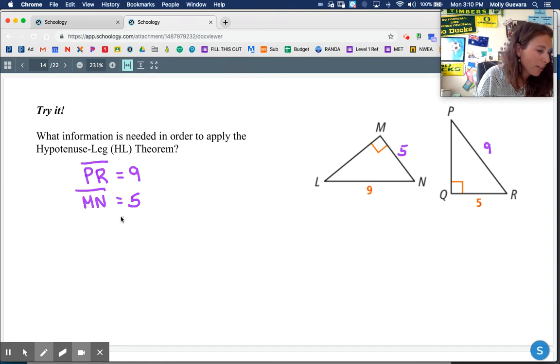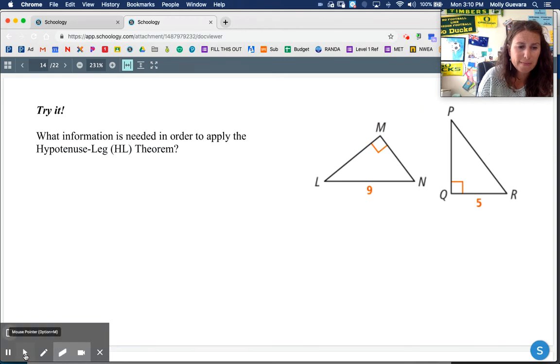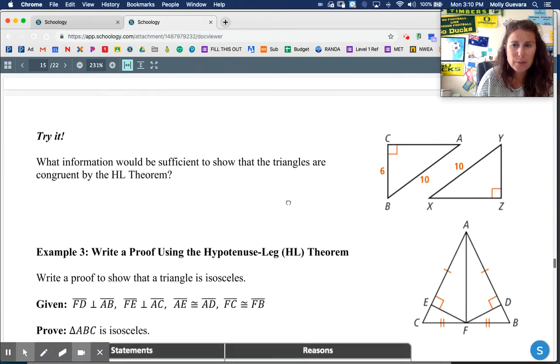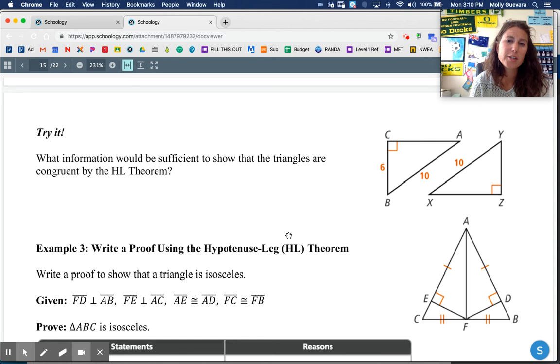Okay, so I want you guys to try one here. So try this one. What information would be sufficient to show that the triangles are congruent by HL? So what information would you need to know? Go ahead and try it, hit pause, and then when you're ready, hit play.